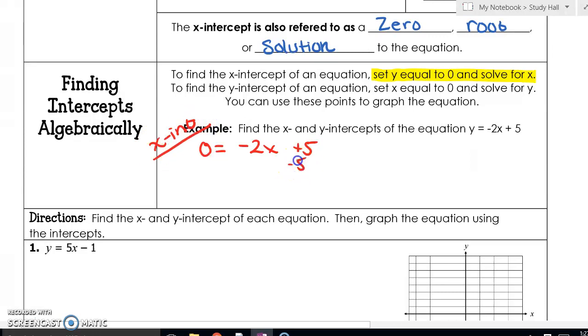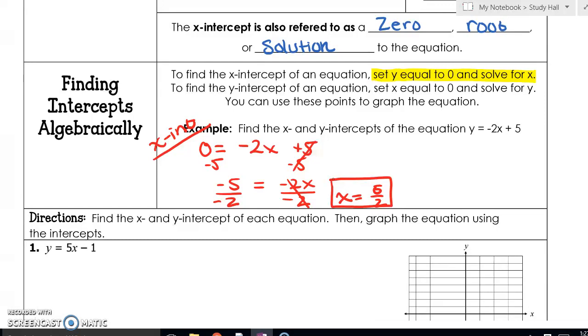So we're going to subtract 5 on both sides. We get negative 5 equals negative 2x divided by negative 2. And x equals positive 5 over 2 because it's a negative divided by negative. That's our x-intercept. And if they ask you for the x-intercept, just write 5 over 2. If they ask you for both, make sure that you label which one is which.